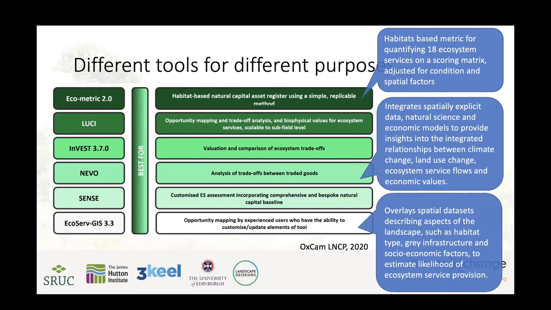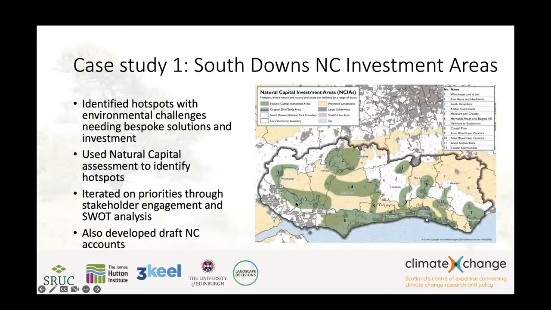by Exeter University, which is using much more economic modeling and dynamic modeling to look at various relationships as well. I won't talk about that so much. That's quite a complex tool with a lot of stuff in the background, but worth looking at their website again, to see the kinds of things they do. So coming on to the case studies, I'll talk about three just briefly.